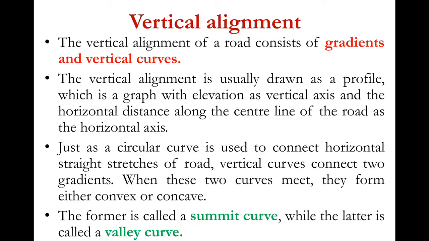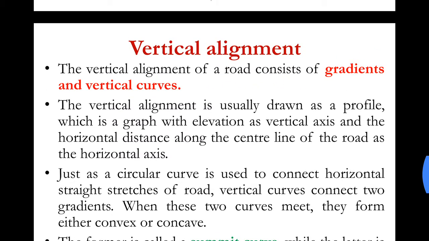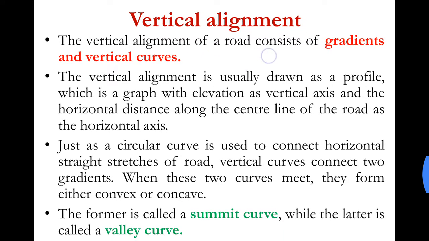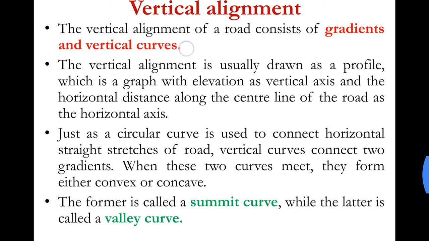We'll now move to the next topic, that is vertical alignment. The vertical alignment of a road consists of gradients and vertical curves. So there are two elements that we need to consider under vertical alignment. Those are gradients and vertical curves.